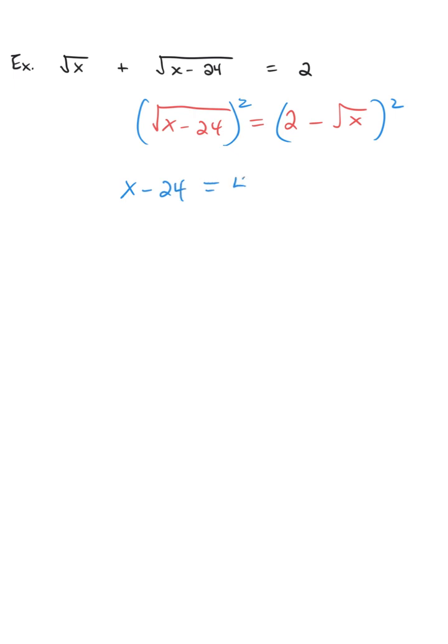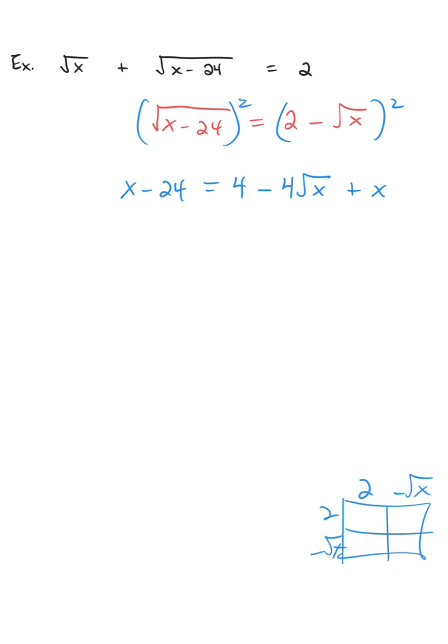Over here I have 4 minus 4 square root of x plus square root of x squared, which is x. So again, if you need to do a box on that of doing 2 minus square root of x, 2 minus square root of x, you can see where I got those terms. So then now I'm going to move everything to the left that doesn't have a square root in it. So I'm going to subtract 4, and I'm going to subtract x.